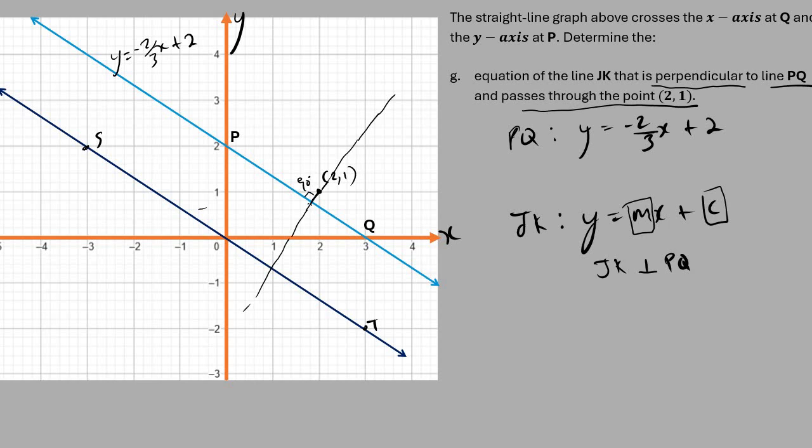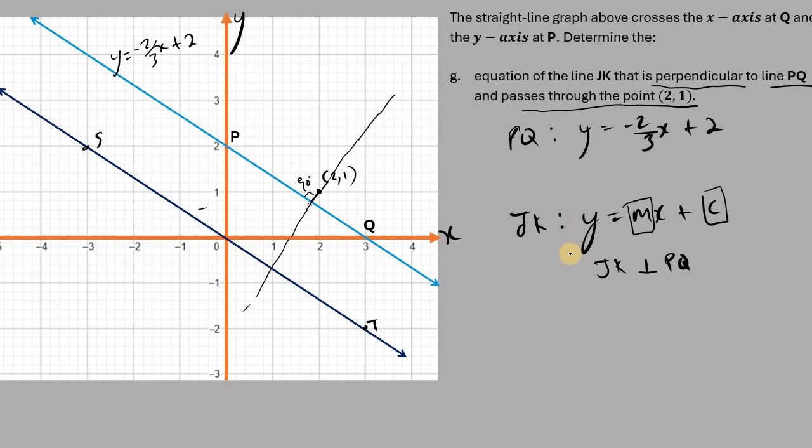What do you have to do to the gradients to get -1? Multiply them. Right, so we say the product of their gradients is -1. Product is the result from multiplication, right? So the product of their gradients, in other words, the result from multiplying their gradients, is -1.